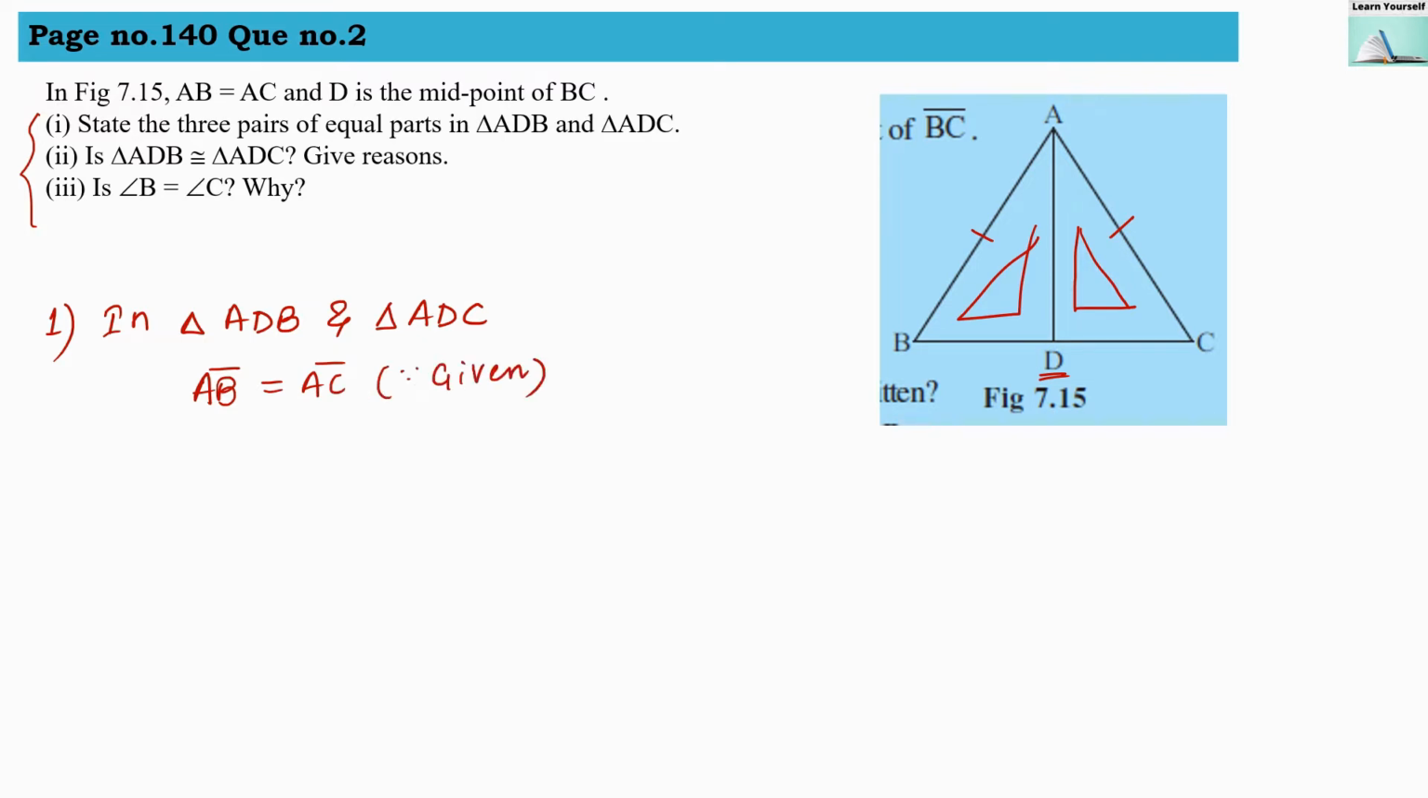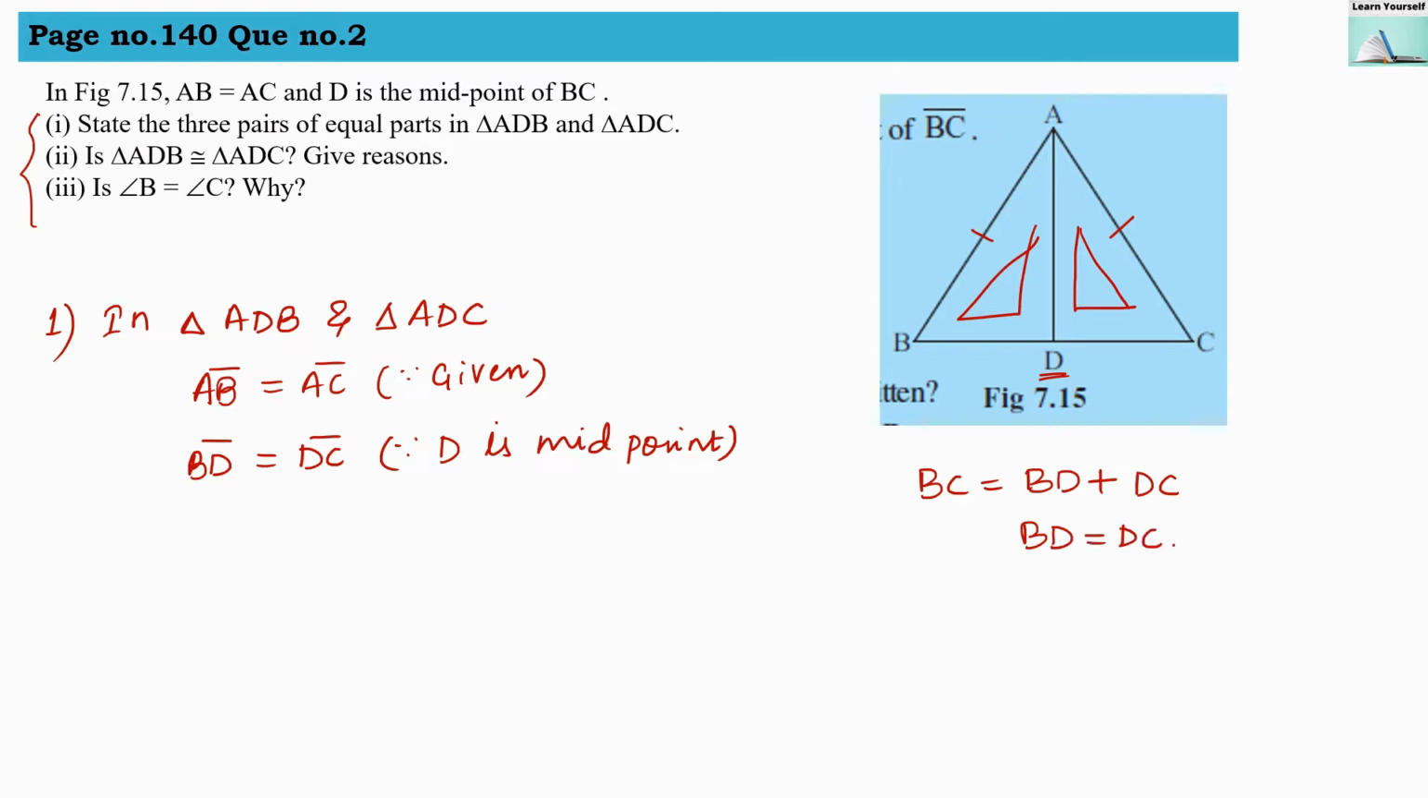Then second, BD will be equal to DC, as D is the midpoint. Why is it so? Because we know that BC equals BD plus DC, and BD equals DC because D is a midpoint. Now AD is equal to AD because AD is a common arm. This is a common arm between these two triangles. So here, as per SSS criteria, these two triangles are congruent with each other.